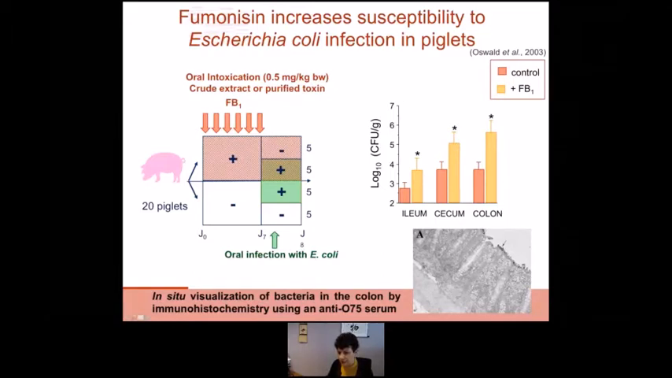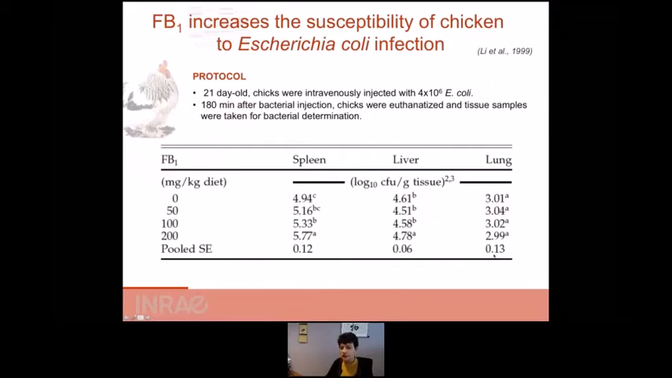And in these photos, the small dots are the bacteria that were stained, and you can clearly see the bacteria that are attached to the intestine. So this really shows you that mycotoxins can increase susceptibility to infection.